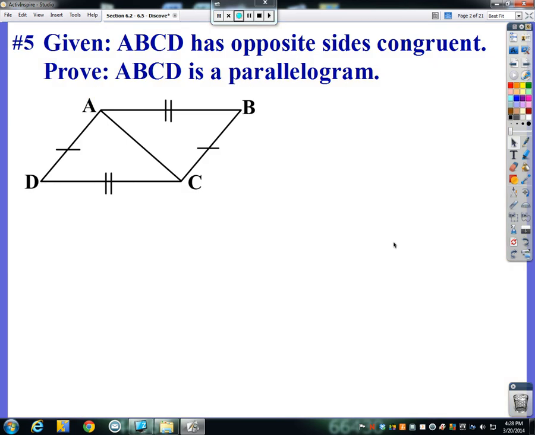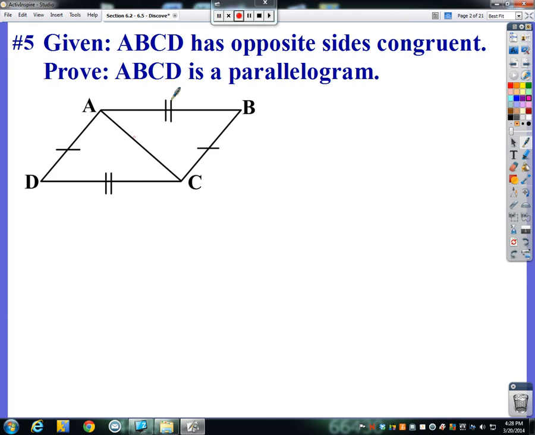Now, proof number 5 is basically the converse of proof number 2. We're going to start out knowing we have opposite sides are congruent, and I want to prove this is a parallelogram. Okay? So before we really get started, let's think about what we would have to do to prove that something is a parallelogram. Well, number one, if something's a parallelogram, it must have 2 sets of parallel sides. So that's something we're going to have to show.